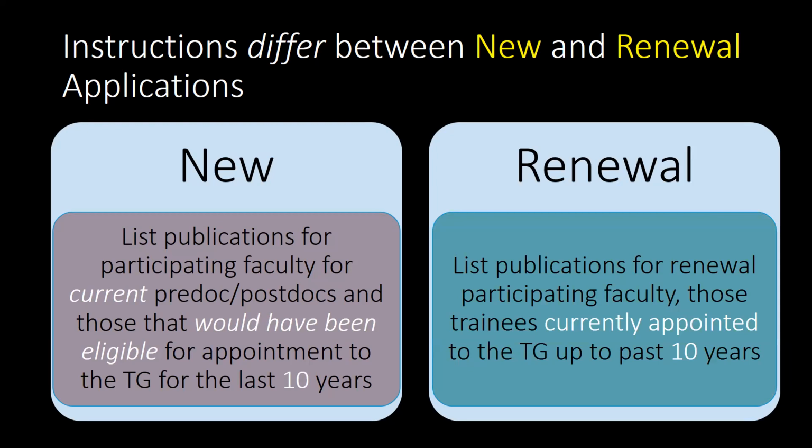So for a renewal application, it's list any publications for renewal faculty, like I was just talking about, and any of those trainees that were currently actually appointed to the training grant for the last 10 years. So it gets a little tricky because sometimes you have clearly associated trainees that may be listed in your Table 8 for renewal, but you can't list their publications. So again, it gets tricky. And it's just one thing that you need to be aware of.